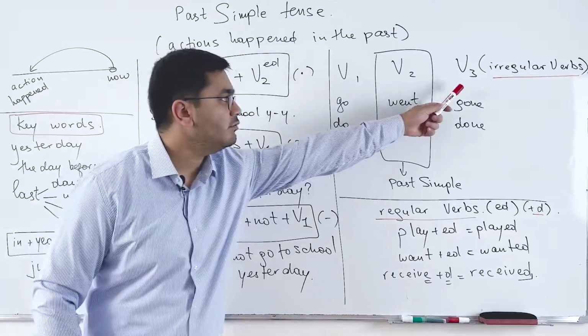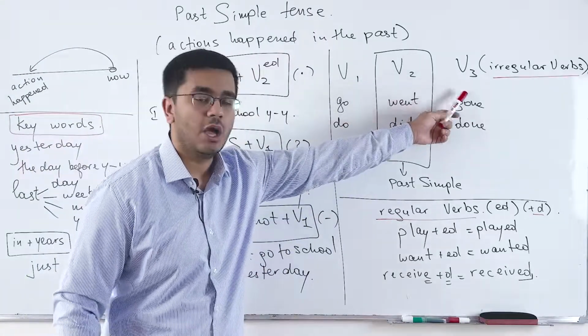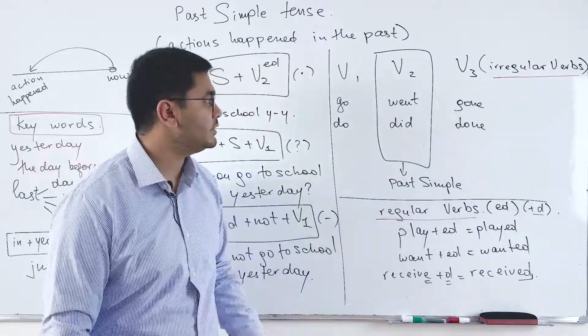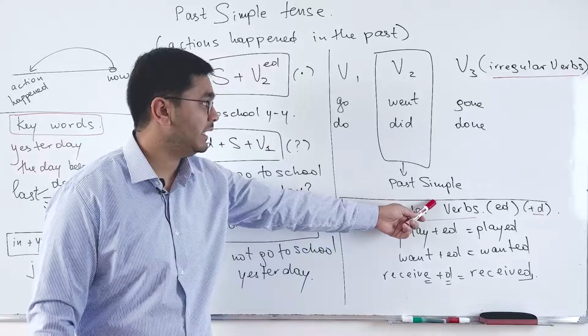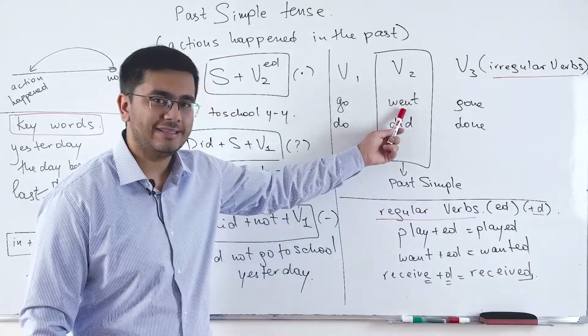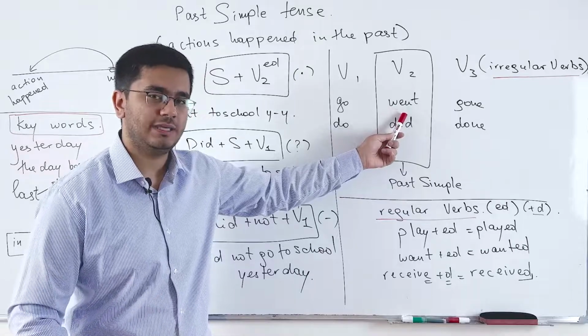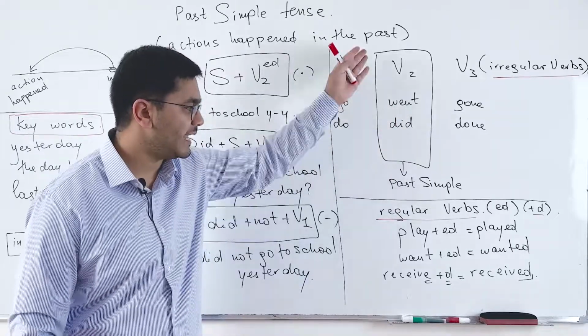So we have irregular verbs. It's verb 1, verb 2 and verb 3. For the past simple we always use the second form, verb 2. So this is go, and the second form is went. I went to school yesterday. Do or did, so we have to use the second form.